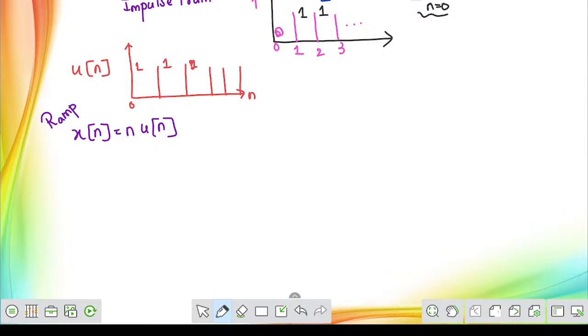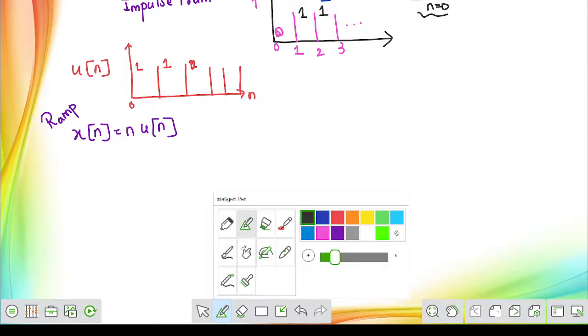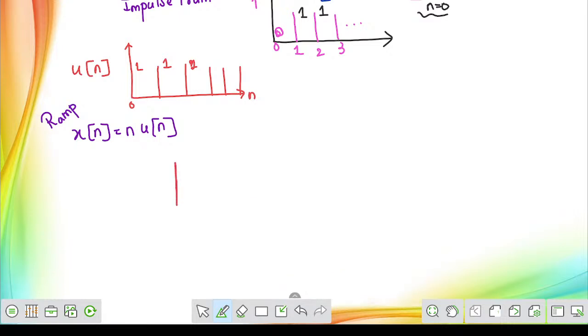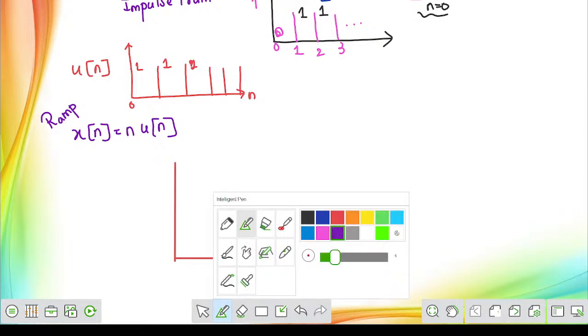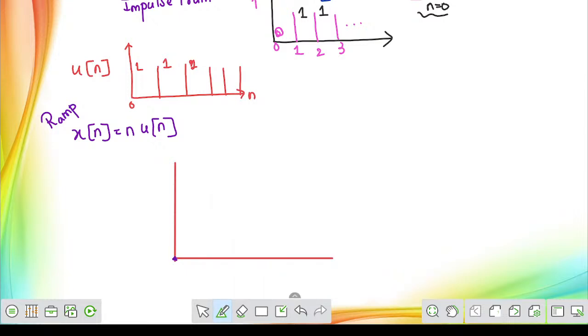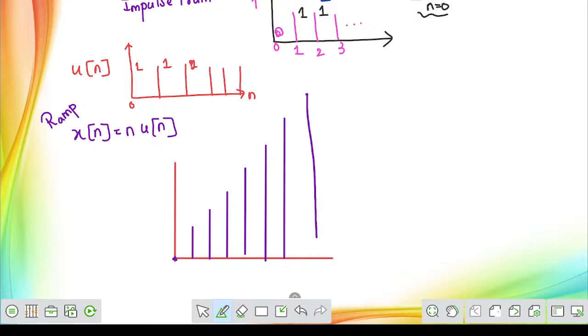It means if we are developing the ramp function, I will show you how it will grow. At n equal to 0, this value will be 0. At n equal to 1, it is 1. At n equal to 2, it is 2. At n equal to 3, it is 3. At n equal to 4, it is 4. At n equal to 5, it will be 5. At n equal to 6, it will be 6. At n equal to 7, it will be 7. This is how your ramp function will be continuously growing. That is the representation of the ramp function.